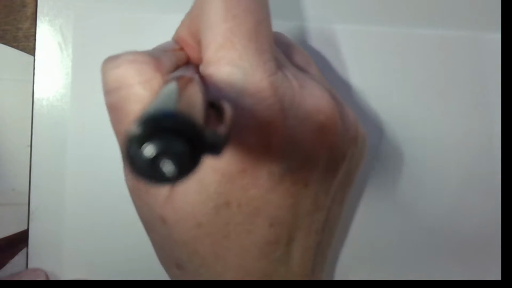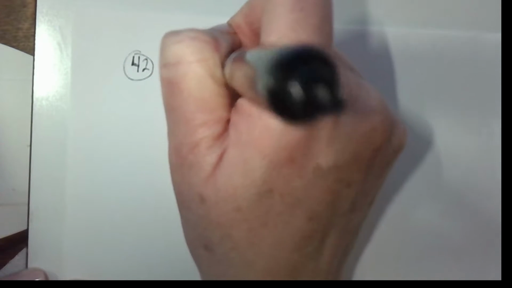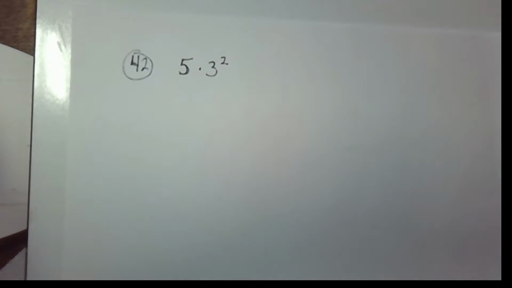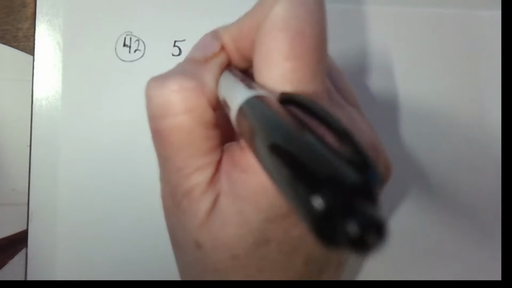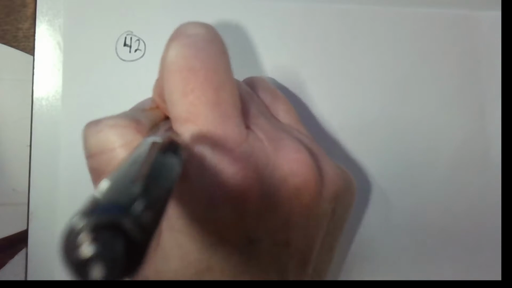So number 42 says 5 times 3 to the second. Go down through your list. We don't have any parentheses in this problem, so we don't have to worry about that. We do have exponents that we need to work out, so let's go ahead and do that. I'm going to leave the 5 just like it is, and 3 to the second power is 3 times 3, so that's 9. And now the multiplication, 45.